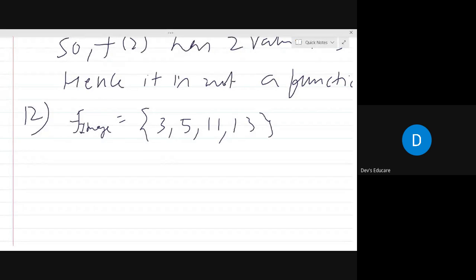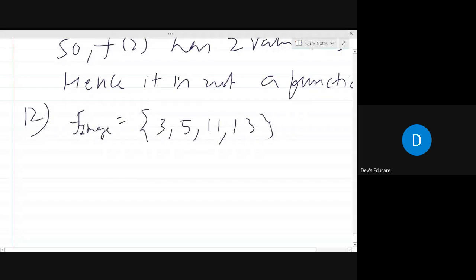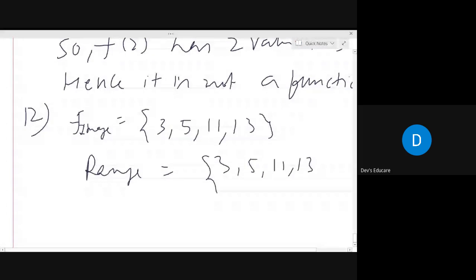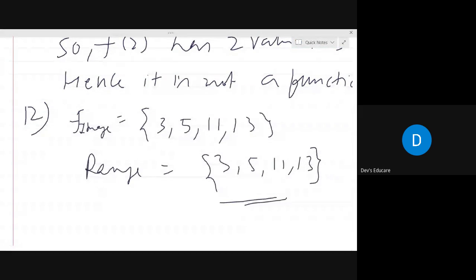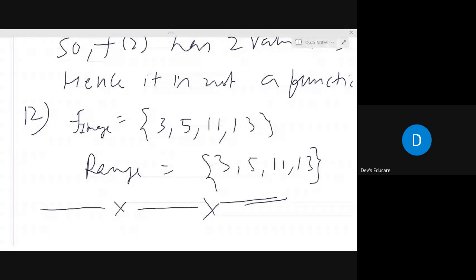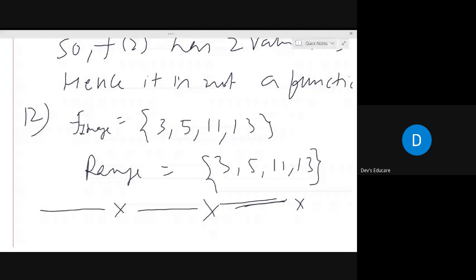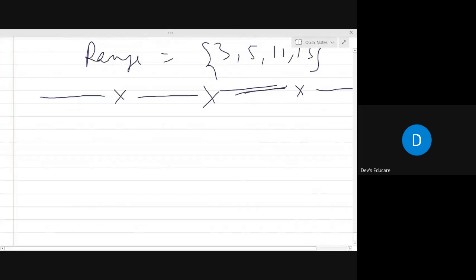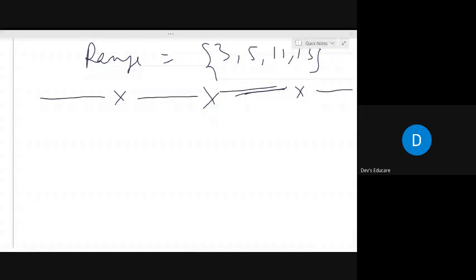So what is the range of F? Therefore, what is the range? Range is {3, 5, 11, 13}. This will be the range. And we completed this chapter from NCERT. However, we haven't completed it fully. We have to do it from Exemplar and some questions from R.D. Sharma. Okay. Time for homework.